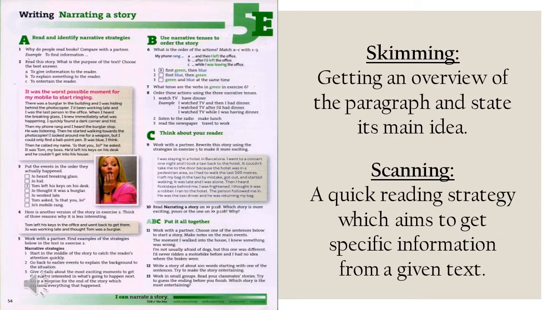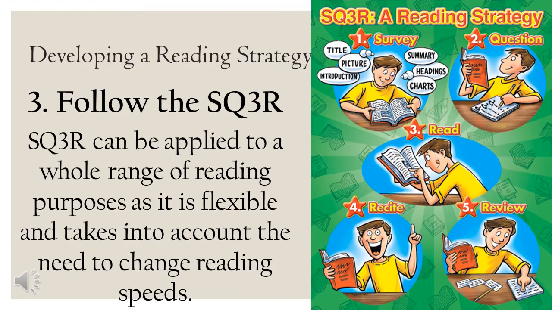Speed reading is classified into two. We have skimming and scanning. Skimming is about getting an overview of the paragraph and stating its main idea, while scanning is a quick reading strategy which aims to get specific information from a given text.